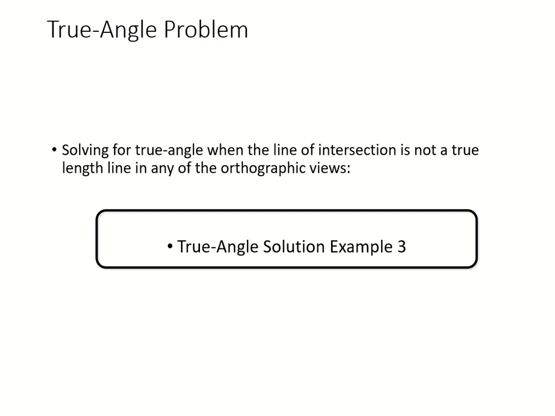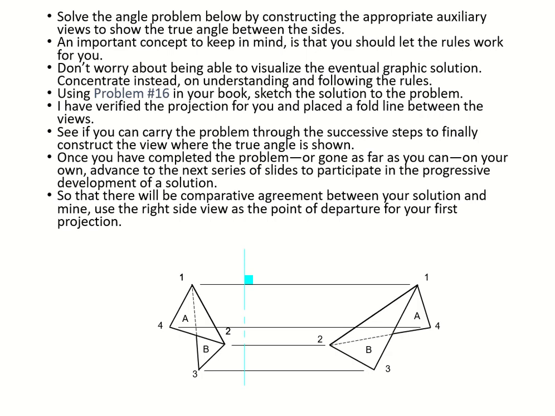Okay, so we'll get into example 3 for true angle problem. Here again the same thing. Your line of intersection between two surfaces is not a true length line in any of your ortho views. So let's see how we solve the second approach.